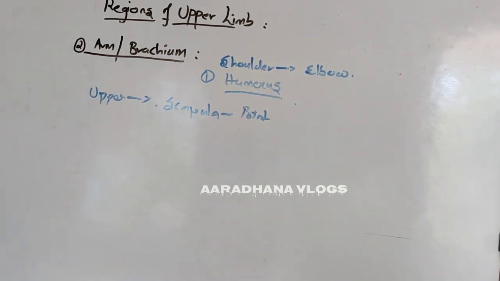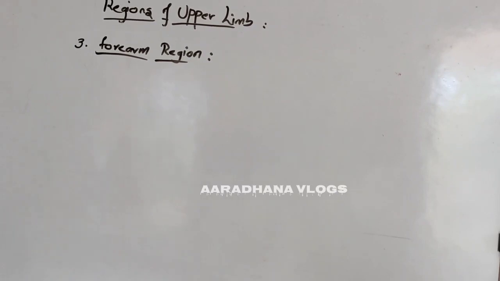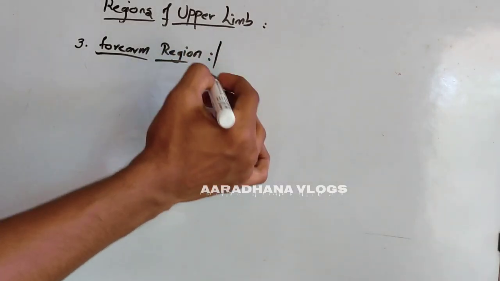And the shoulder joint permits the movement of the arms. That is why the arm is very mobile. The shoulder joint is responsible for that movement also. So the next one is the forearm region. The forearm region is also known as the antebrachium.